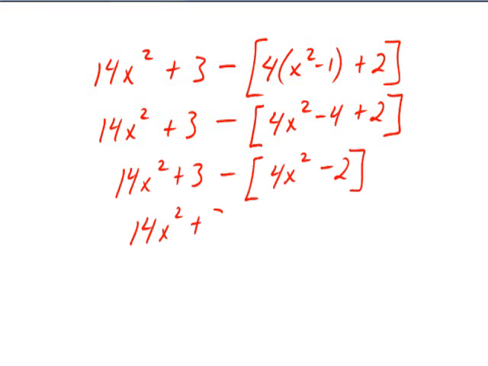14x squared plus 3 minus 4x squared plus 2. And now I can combine like terms. 14x squared minus 4x squared is 10x squared. 3 plus 2 is 5. So I have the quantity 10x squared plus 5 as the simplified answer. And let me give you one more practice problem.